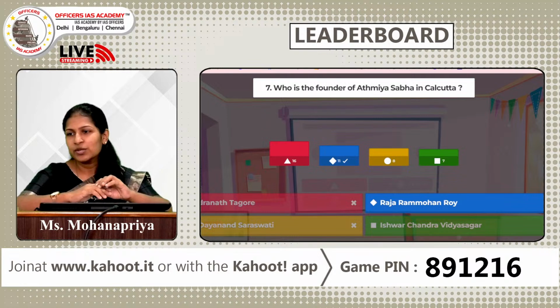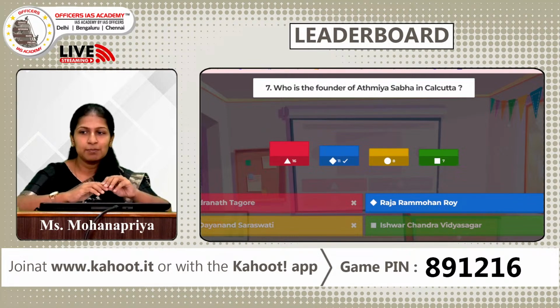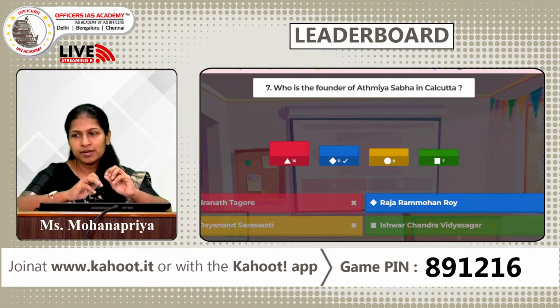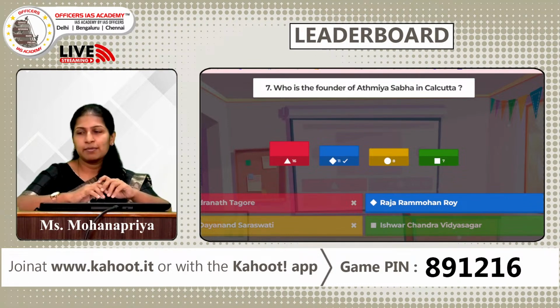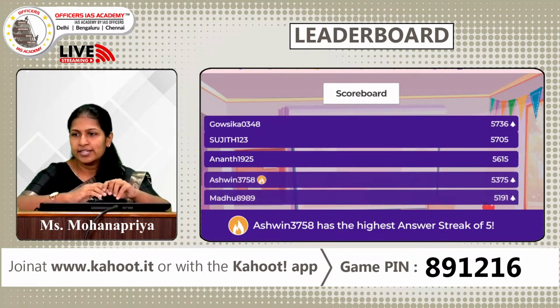Okay, so in this particular question, we see that most of you have given incorrect answers. We've got 16 people who have chosen Debendranath Tagore as the answer, but however it is incorrect. So Atmiya Sabha was founded by Rajaram Mohan Roy. Okay, so kindly remember this. Now let us have a look at the scorecard. Since many of you have given the incorrect answers, there might be a change in the scorecard. So let us have a look at it.